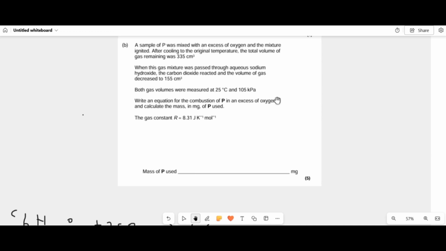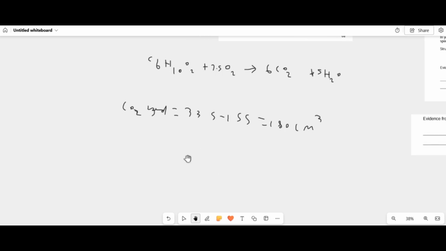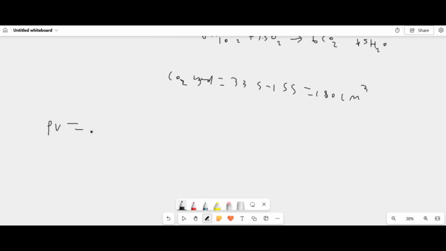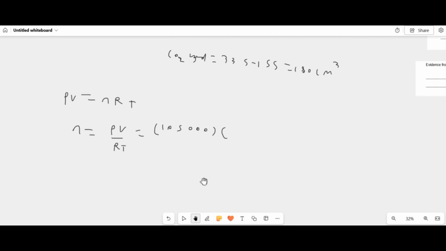Both gases were measured at whatever conditions, no one cares. So obviously here we don't know the amount of CO2 in moles, so we're going to have to use the formula. The formula we're going to use is PV equals nRT. That means n is equal to PV over RT. P is in kilopascals, 105 kilopascal, which means that's going to be 105,000 pascals. No problem. And obviously now, for the volume, 180 centimetres cubed, you want to cube root that to turn it into cm, then change it into m from cm.